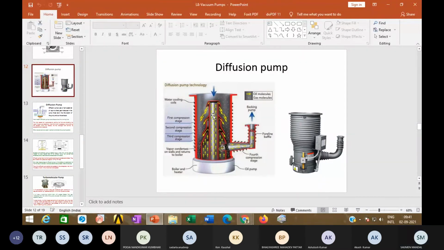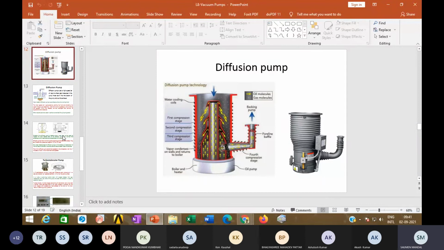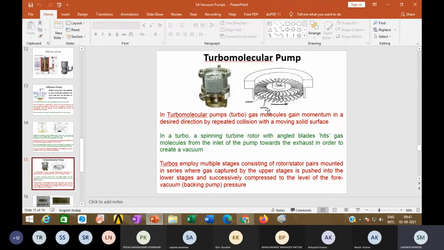That is the function. In the turbomolecular pump, there is no oil, only the stator and rotor. The stator and rotor move at high speed and hit the molecules like a ping pong ball, which come inside, and finally some pressure builds up below and the gas goes out. This is the principle of the turbomolecular pump.